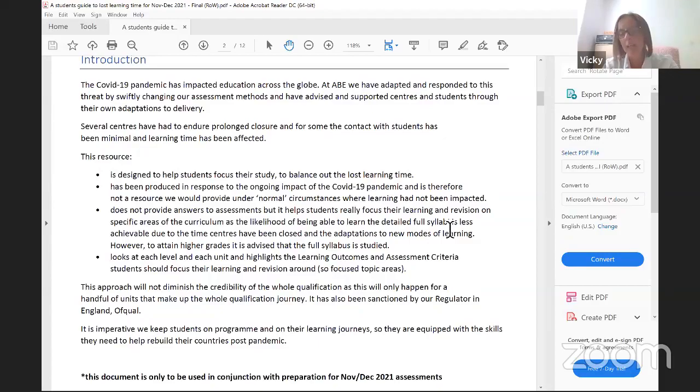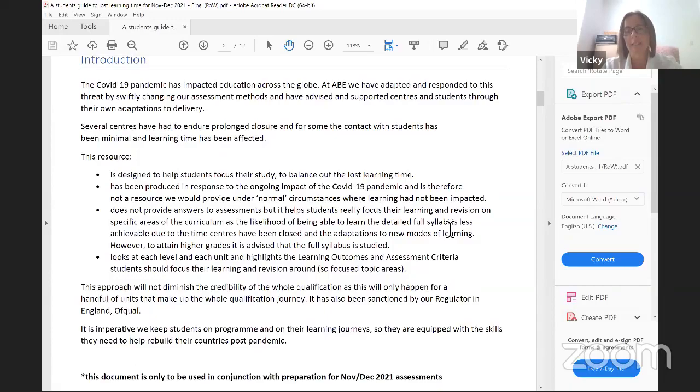So our regulator Ofqual has given us some guidelines around this, and we are able to give you a little bit more guidance on areas to focus on for assessment windows. And the reason for that is mainly due to the fact that you may not have had as much face-to-face contact time or remote delivery time as you would have had, and you may have had to do a lot more self-study during this period. So this guide is really to give you an idea of how you can focus your research for your open book exams and your assignments.